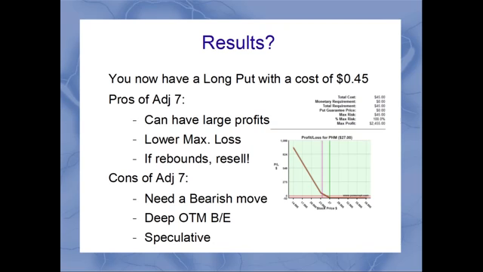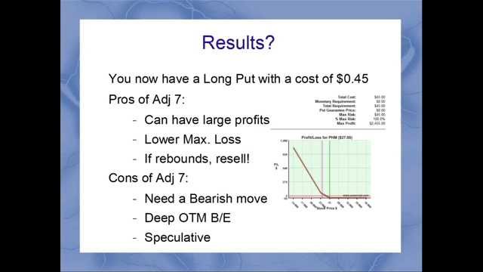The cons of adjustment number 7 are pretty obvious. You need a big bearish move. I need the stock to continue trending down, down, down, and falling because my sentiment has changed. I've got a deep out-of-the-money break-even. My break-even's to the downside now. That's not a threat. That's where I want the stock to go. We're down at 24.45. I want the stock to go there, and I want it to go there quickly.